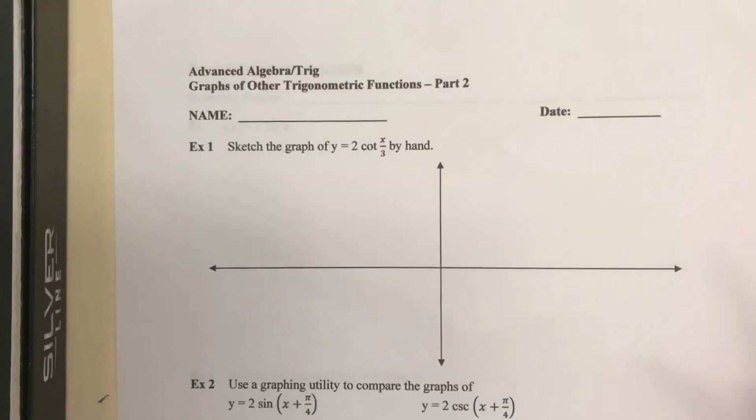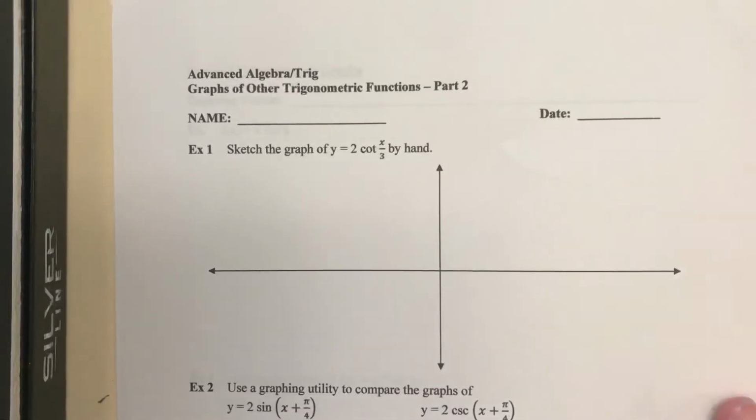Okay, this is part 2 of graphs of other trig functions. So if you didn't watch part 1, please make sure you go back and watch part 1 first. And if at any time you want to pause and rewatch, go ahead and feel free to do that. Number 1 says sketch the graph of y equals 2 cotangent of x over 3 by hand.